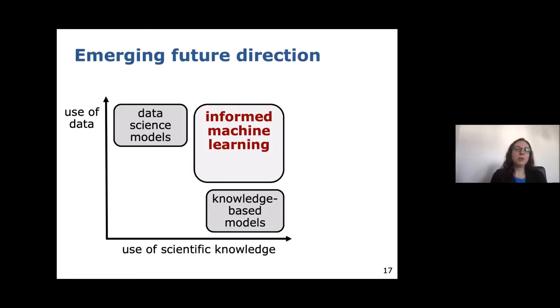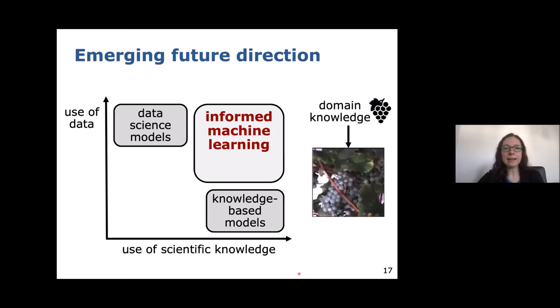And as an emergent future direction, I want to point out so-called informed machine learning. So what you saw and what I presented was clearly a data science model. A data science model uses a lot of data and analyzes the data. But on the other side, there are knowledge-based models. Knowledge-based models use scientific knowledge and build a model on it. And if you combine both models, you get to the area of informed machine learning. And I think this is a promising future direction.